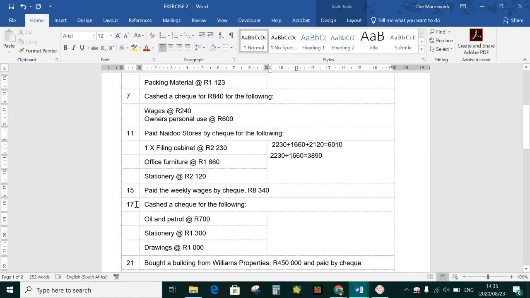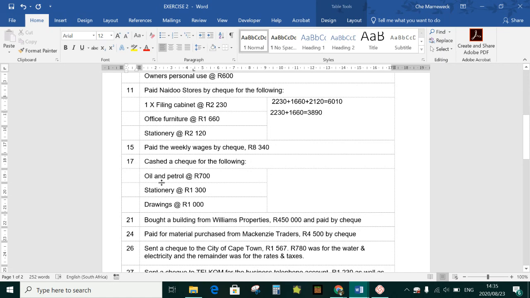The next transaction is on day 17. And we've cashed the check to buy 3 different things. We have oil and petrol, we have stationery, and we have drawings. So we need to add the values together to get the total amount that was written on the check. So 700 plus 1,300 plus 1,000 will give you 3,000. Okay, so you can do that on your calculator if you want to. Should have been an easy enough sum. You get your 3,000 Rand.